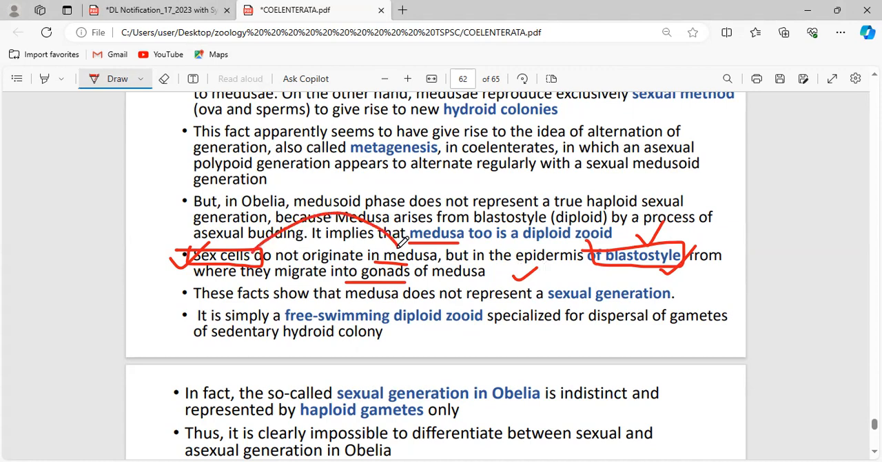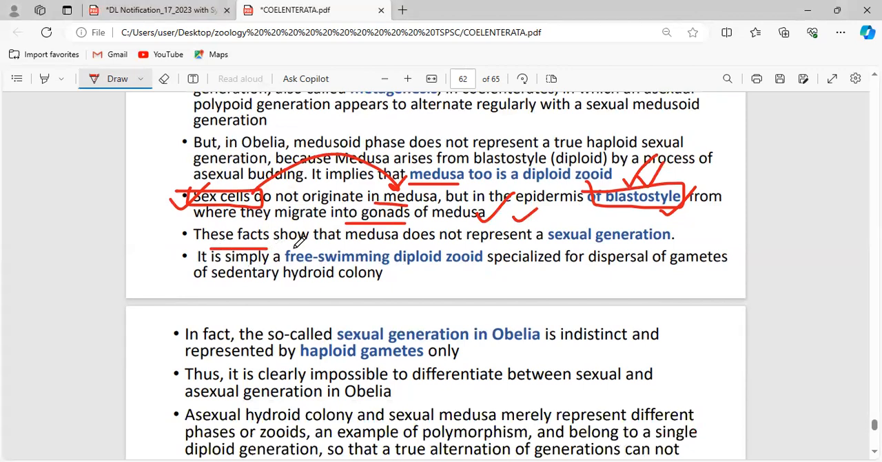Sex cells do not originate in the medusa, but instead originate from the blastostyle. From the blastostyle, they are moved to the gonads of the medusa. If it were a true alternation of generation, the sex cells would have to originate in the medusa. This is also an important point. These facts show that the medusa does not represent the sexual generation.